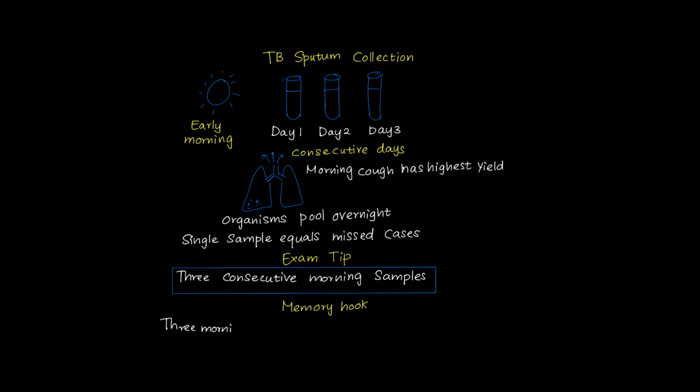Here's a D444 OA exam tip for you. TB sputum equals 3 early morning samples. Memory hook: 3 mornings, 3 samples, 1 diagnosis.